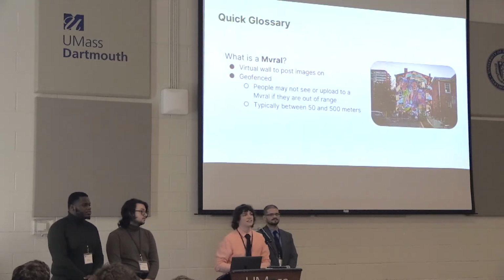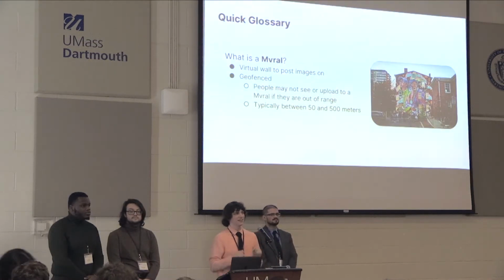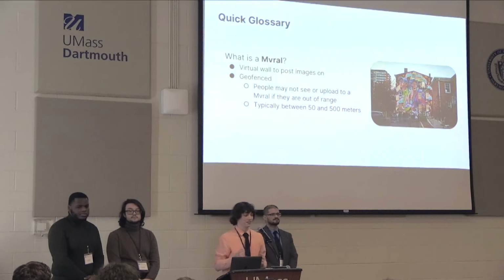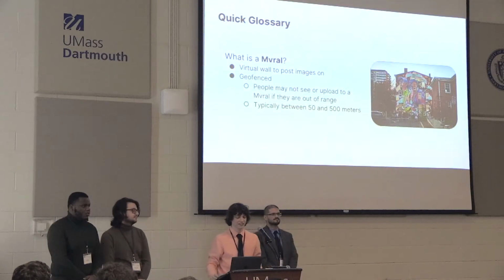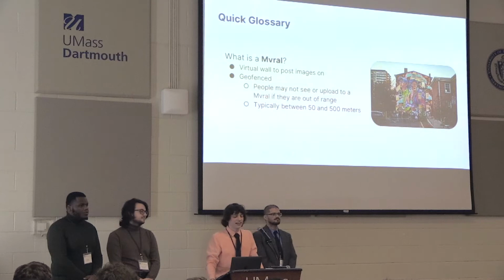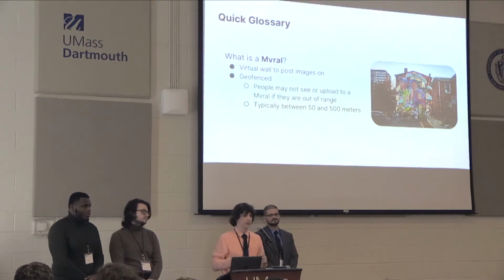So, as a quick terminology briefing, a mural or mural location is a virtual wall that users post images to. It does have a physical location though, and again, there's a radius drawn around that physical location that determines where users can interact with the mural from. Typically, this range is from 50 to 500 meters, but it depends on what kind of mural it is. So a business may be a smaller mural, whereas an institution like UMass Dartmouth is a very large mural.